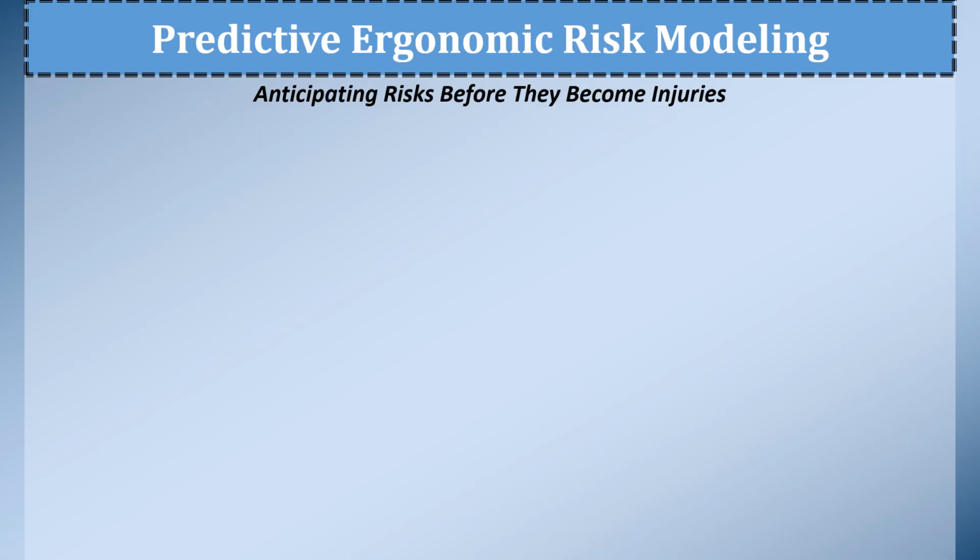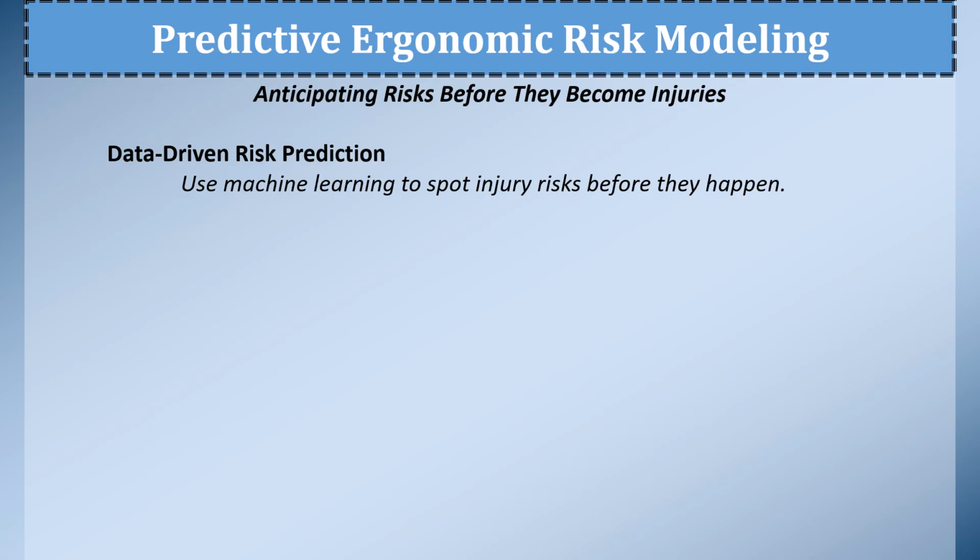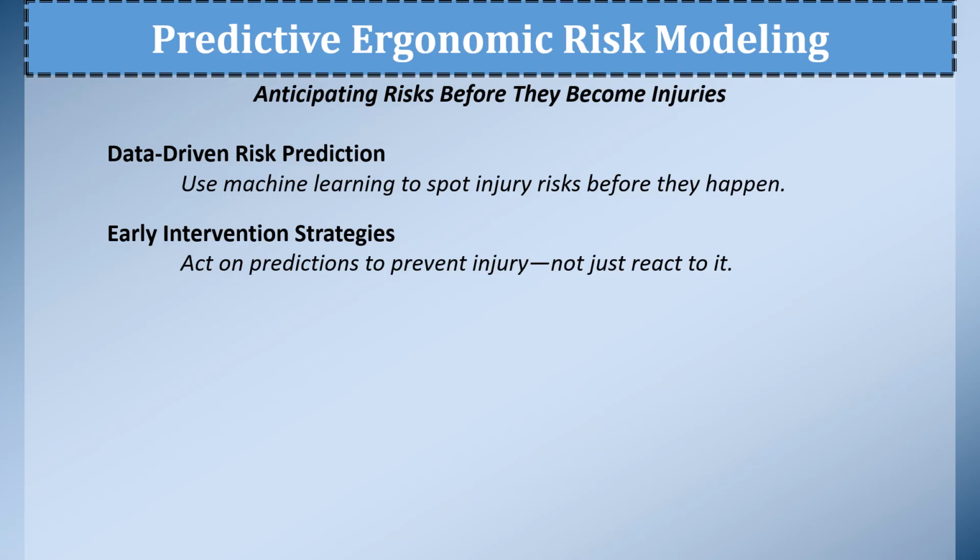Predictive ergonomic risk modeling: anticipating risks before they become injuries. Data-driven risk prediction: predictive models use machine learning to identify users who are trending toward injury based on patterns in their behavior and movement. By analyzing posture, fatigue, repetitive action, and environmental conditions, these models can calculate a risk score that evolves over time.